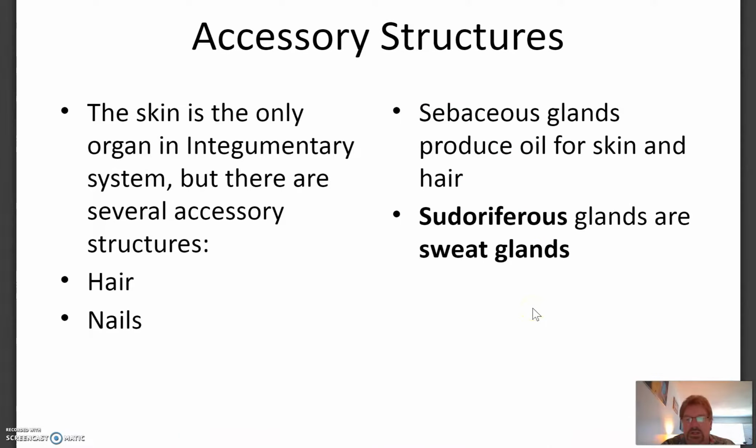Accessory structures to the skin. The skin's the only organ in the integumentary system, but there are several accessory structures: hair, nails, sebaceous glands, which produce oil for the skin and the hair, and sudoriferous glands, which we know more as sweat glands. There's a huge number of sweat glands in the skin, guys. I mean, gigantic. Unbelievable almost.